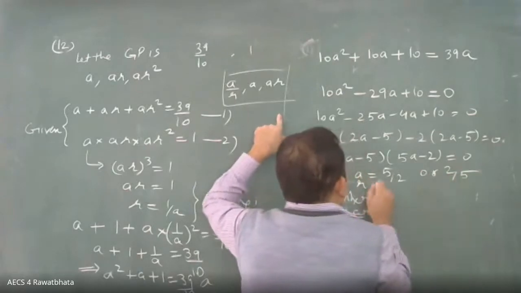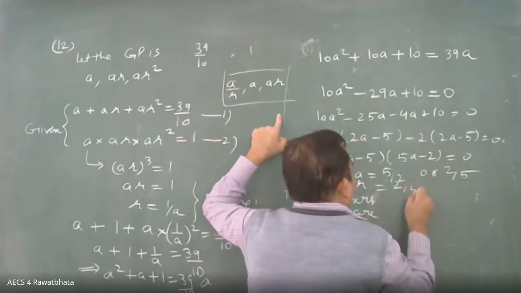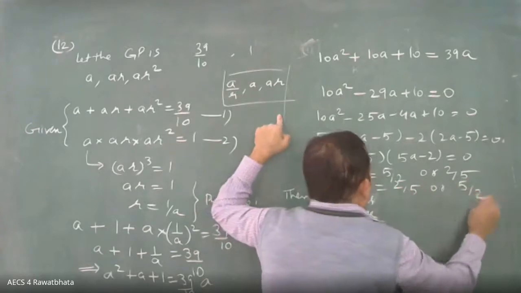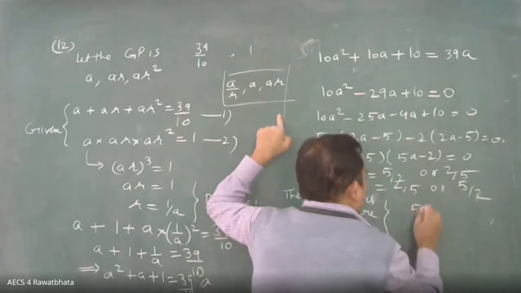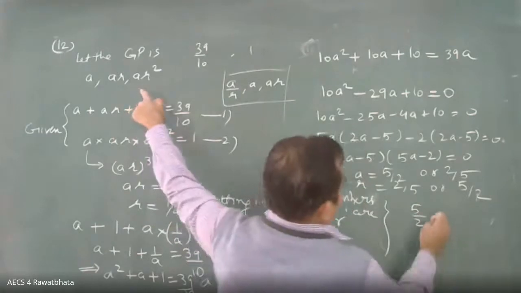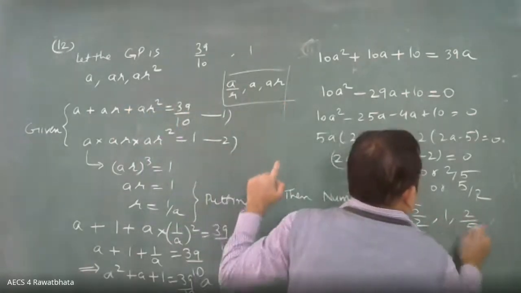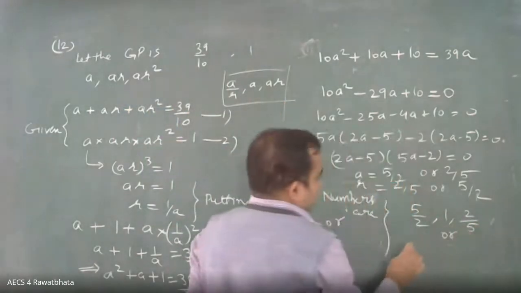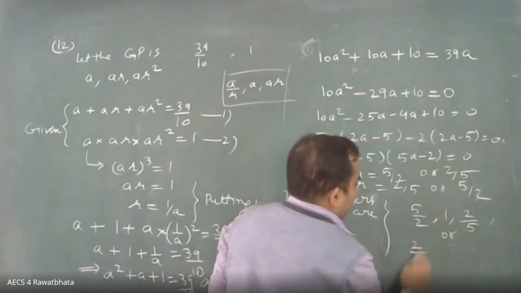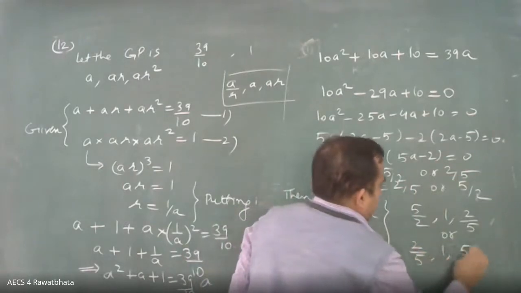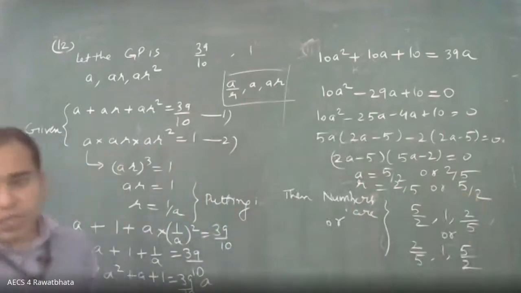So R is 1 upon A, R will be 2 by 5 or 5 by 2. So my terms will be 5 by 2, you know, put the value here: 1, 2 by 5, or the other set, if I take 2 by 5, 1, 5 by 2. Now is it right, students?